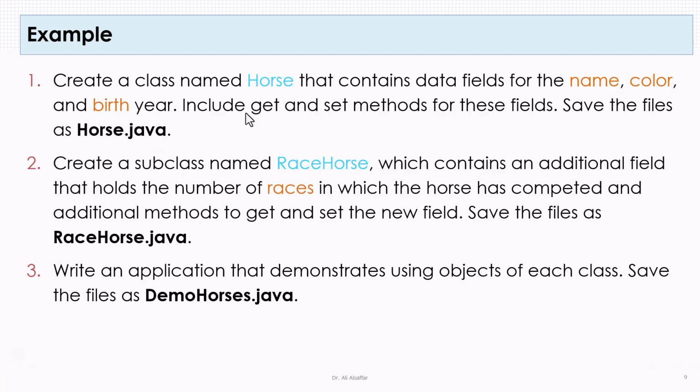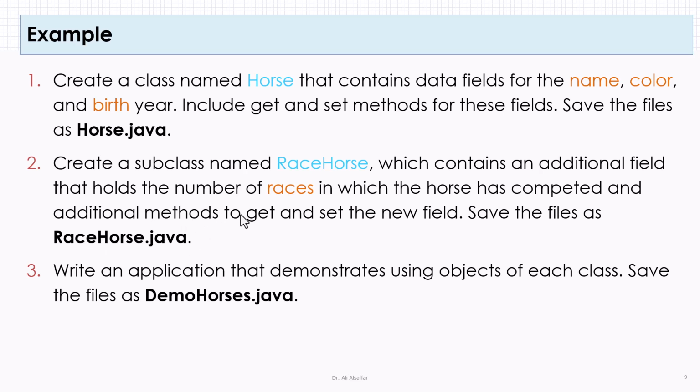After creating the superclass horse in step 1, in step 2, we want to create a subclass named racehorse, which contains an additional field that holds the number of races in which the horse has competed and additional methods to get and set the new field. In simple words, we want to add an additional data field as integer that is called races, and we will provide its setters and getters. And finally, we will save the file as racehorse.